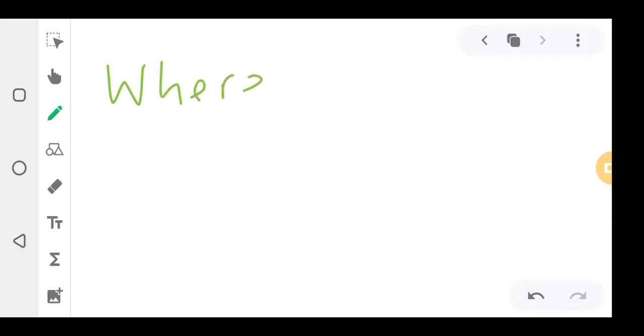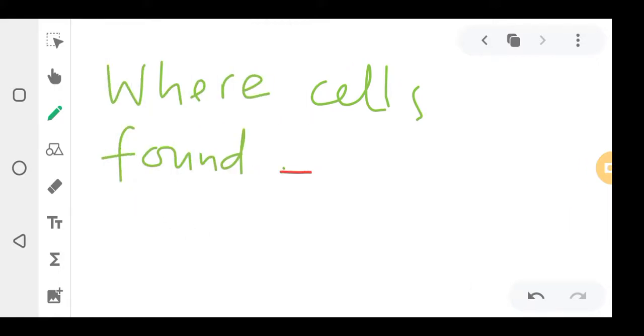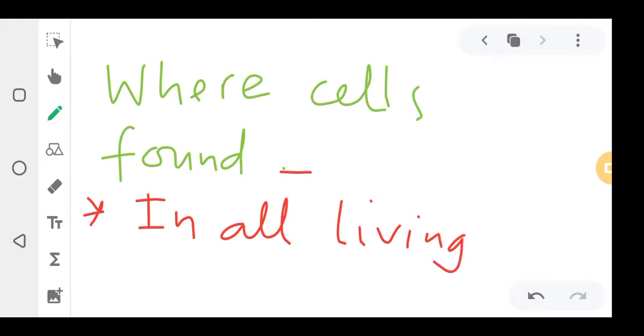Where are cells found? Where do you find cells? Maybe you're confused. In all living organisms, you find cells. In all living things. Okay? When I say living things, I mean living organisms. An organism is something alive, like a dog, a cat. All those have got cells.